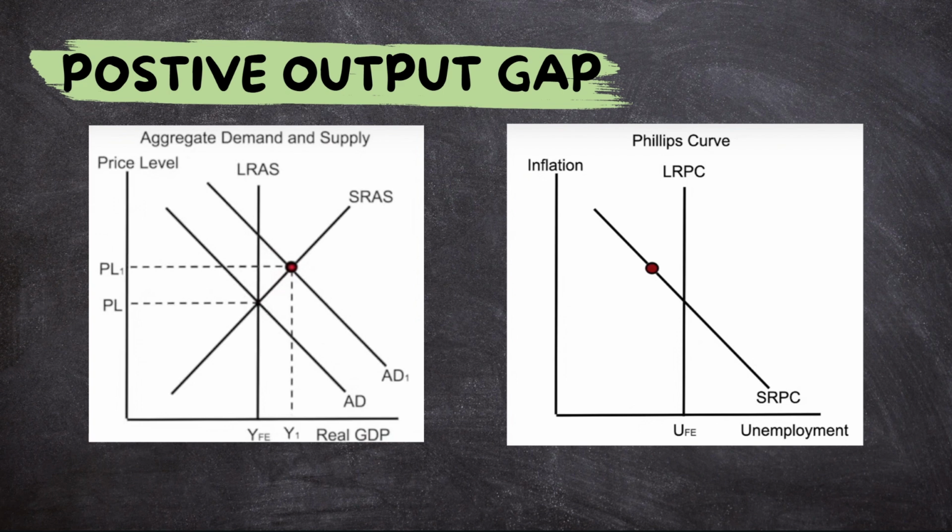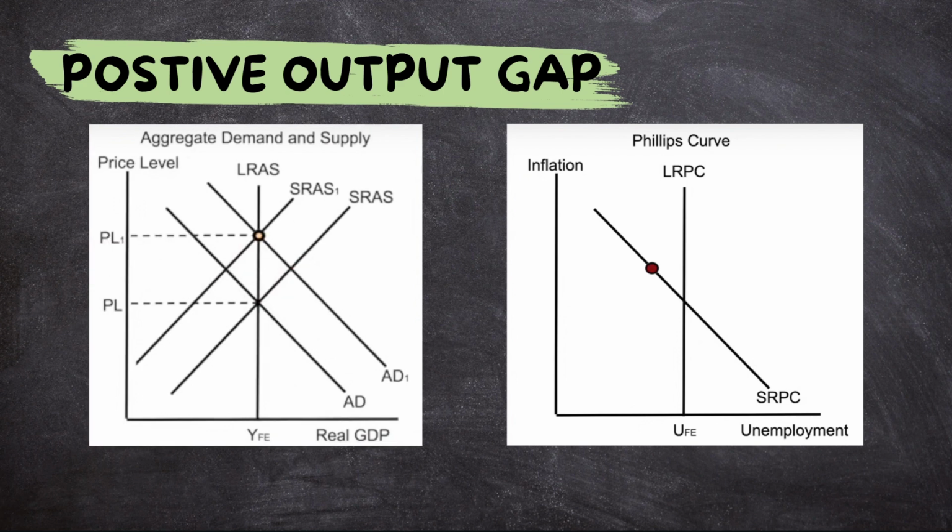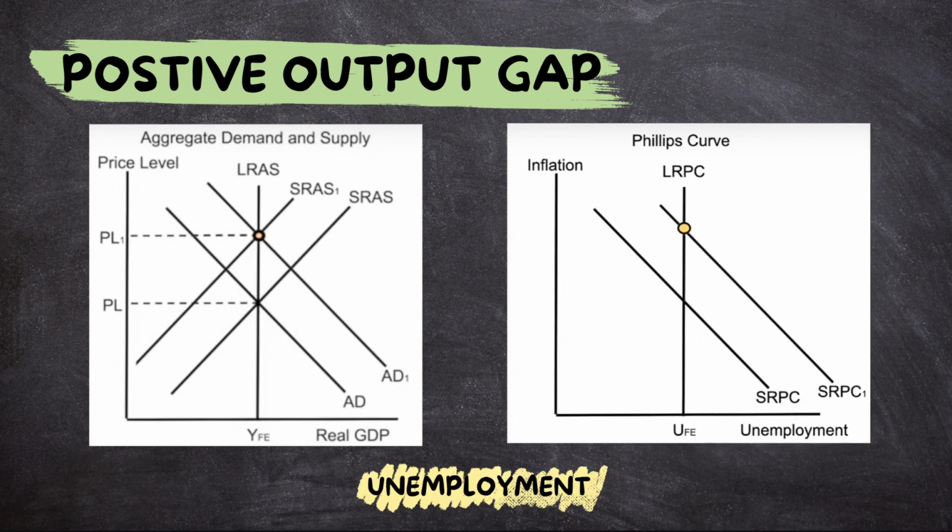Over time, though, the effects of expansionary policy wear off. As the economy adjusts, the short-term aggregate supply curve shifts leftward, pushing the economy back to long-run equilibrium. Employment might return to its natural level, often referred to as full employment, but inflation remains elevated.